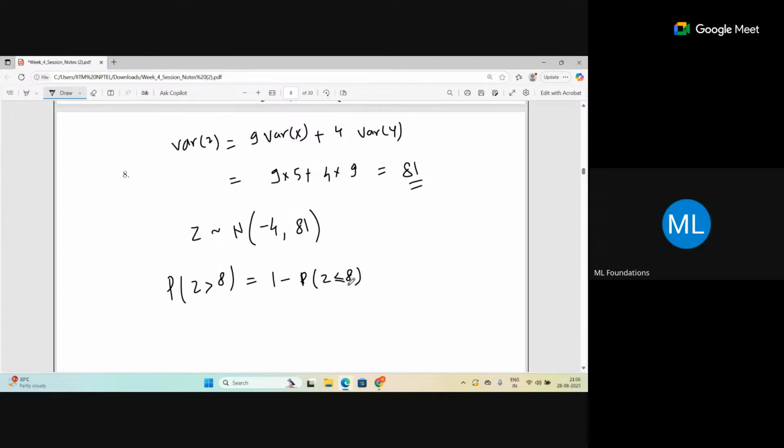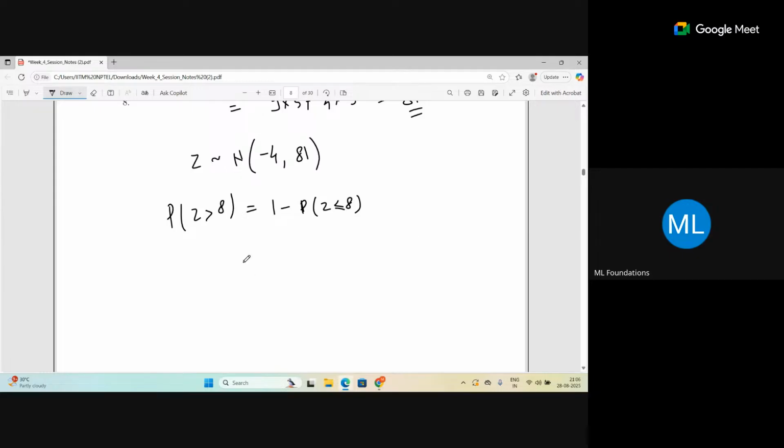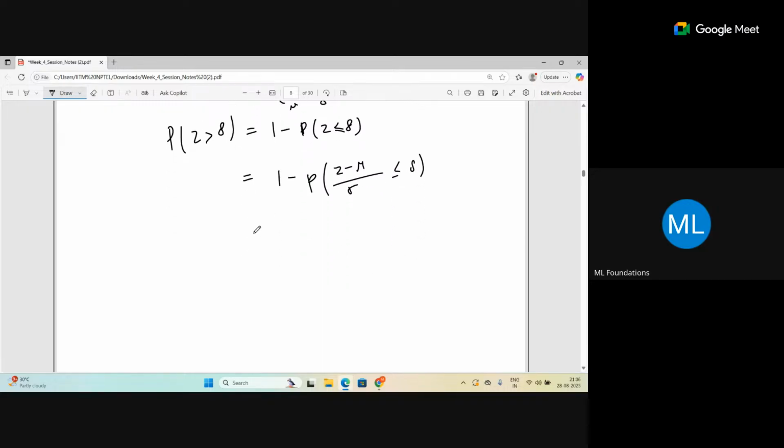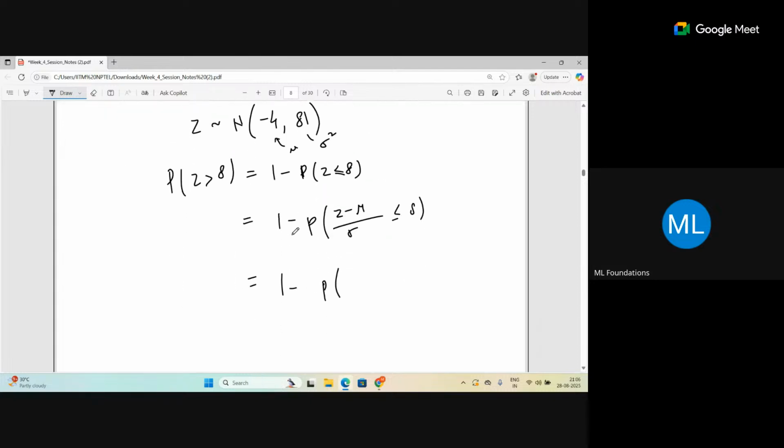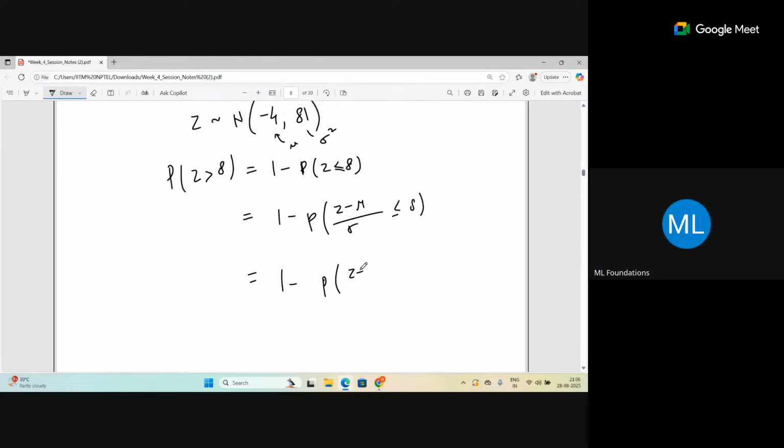This is your F_Z, right? But not F_Z right now, we'll convert that. So how to make this standard normal? (Z minus mu) divided by sigma, where sigma squared is 81, so sigma is 9. If I substitute these values, it is 1 minus the probability that Z minus (-4), so that is Z plus 4.